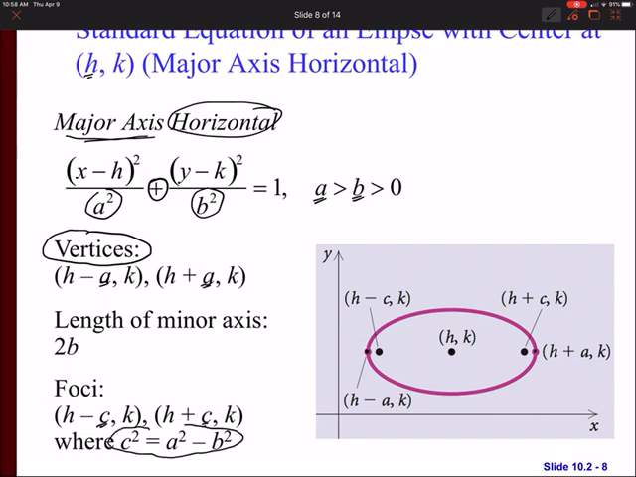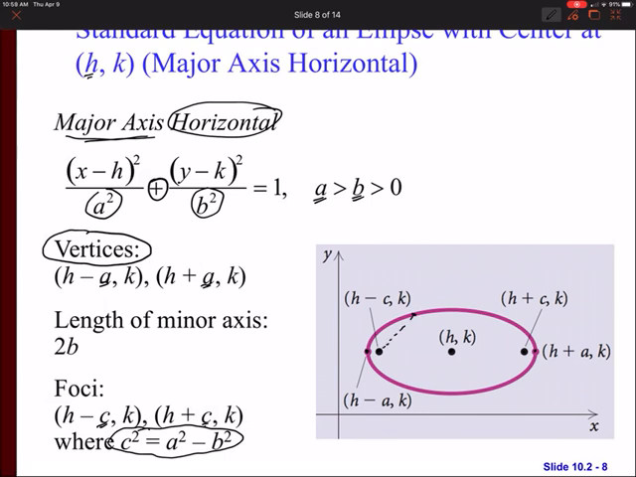Here's the relationship with A and B. C squared always equals A squared minus B squared. So from our standard form equation, we'll know A squared and B squared, so C squared will be the difference of those two. We would take the square root to get C, and we would measure right and left C units, and we plot those two fixed points, which we call the foci, which we said the sum of the distances from any point on the ellipse, right?